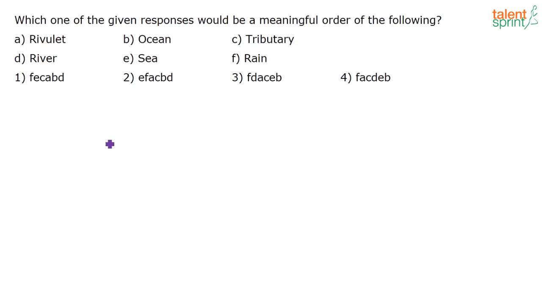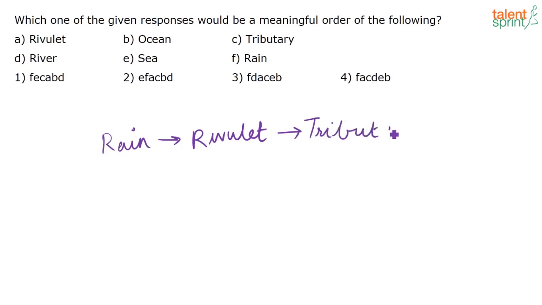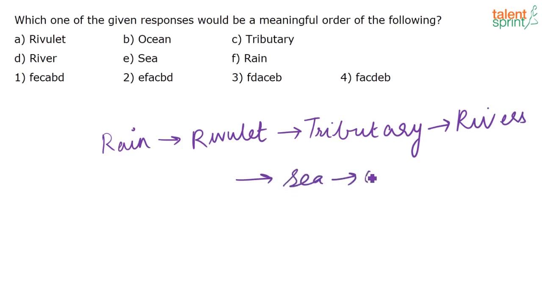So how can we arrange it? First you have rain, correct? Rain comes. From rain, what fills up? The rivulets fill up, correct? And after that the rivulets go into the tributaries, which are a little bigger rivers or bigger streams. From the tributary, the water goes to the rivers, which are a bigger water body. The rivers flow into the sea, and the sea flows into the ocean.